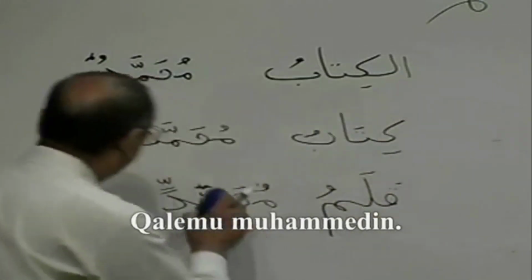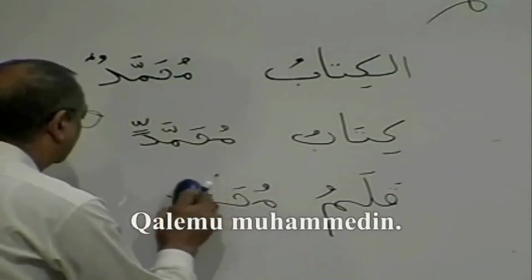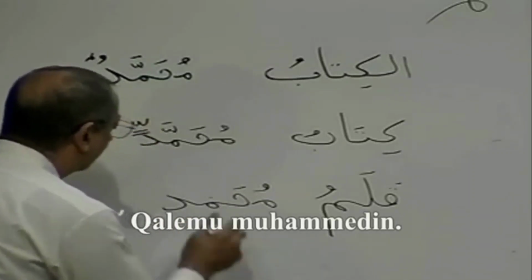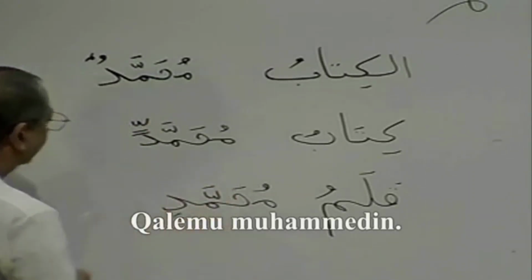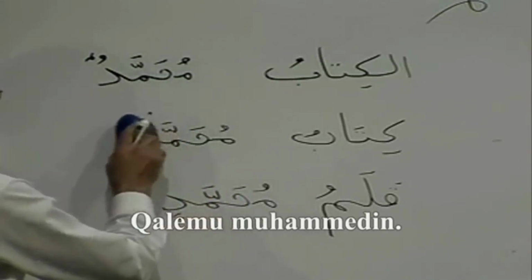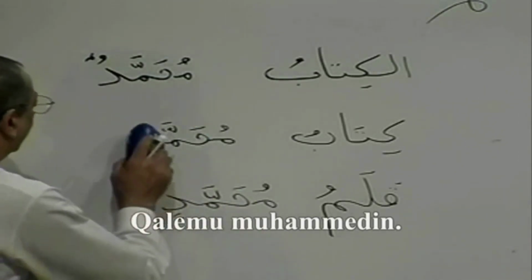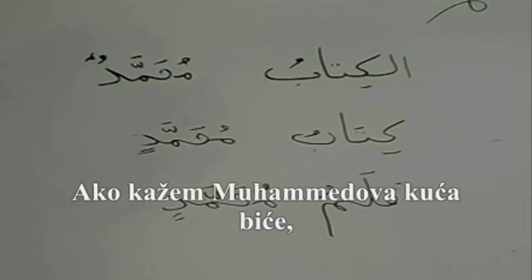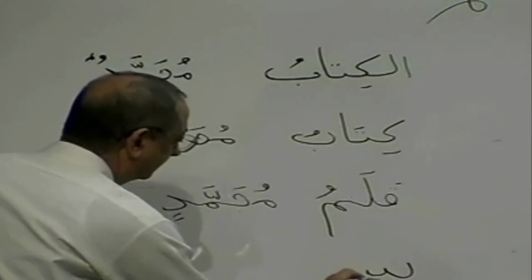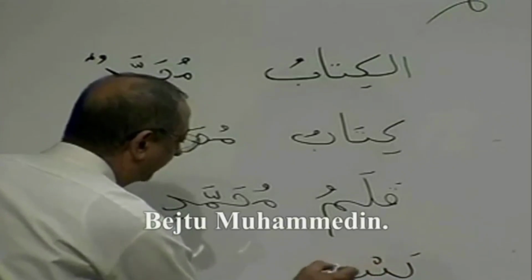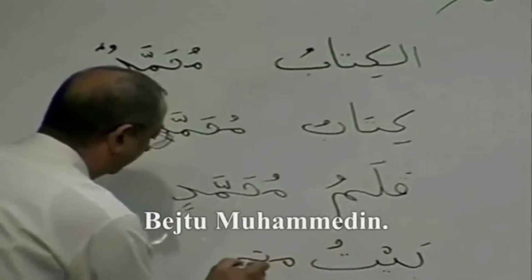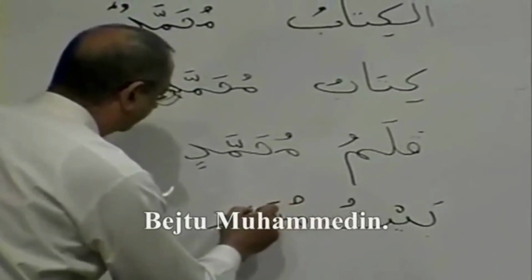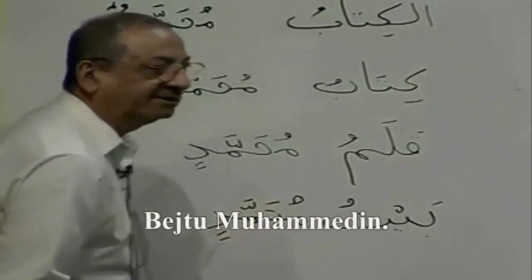Let me write it down properly, brothers and sisters. Muhammadin. I think I should not put shadda here. Why am I writing shadda here? No, it's not shadda. I have to make it din properly. Okay. Muhammadin, kalamu Muhammadin. If I say house of Muhammad, baitu Muhammadin. Are you with me, brothers and sisters?